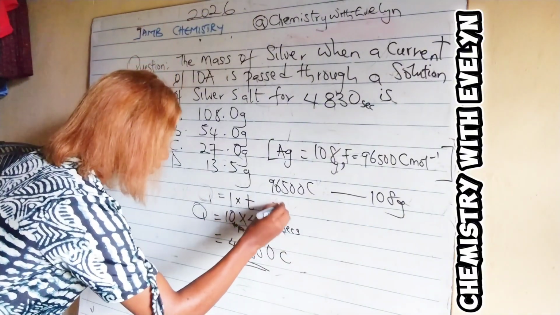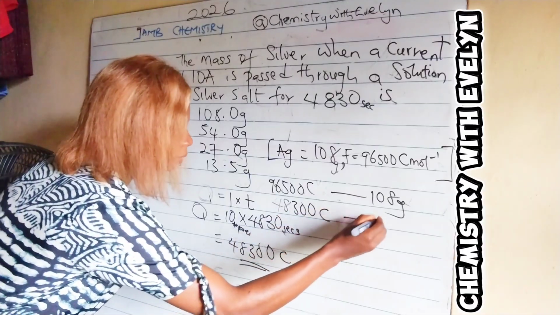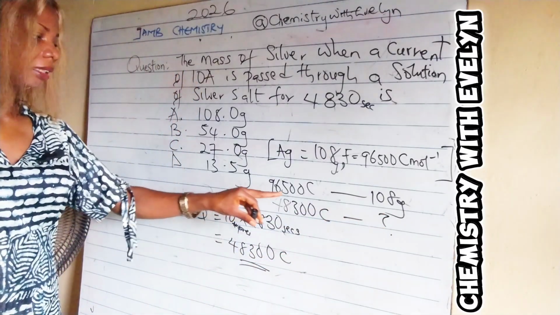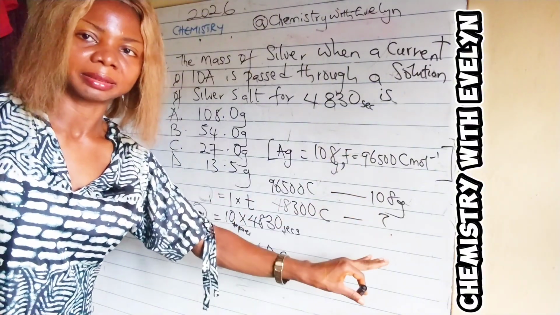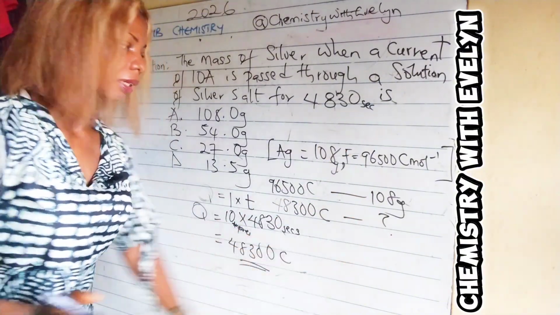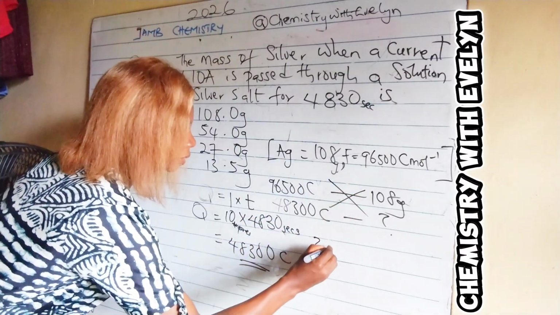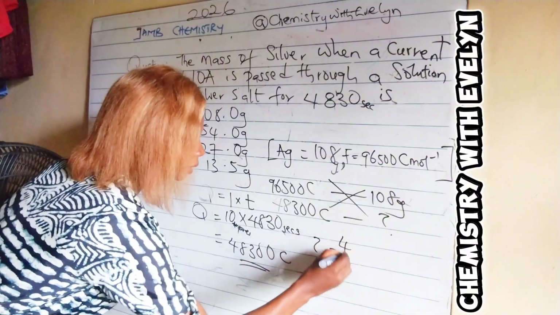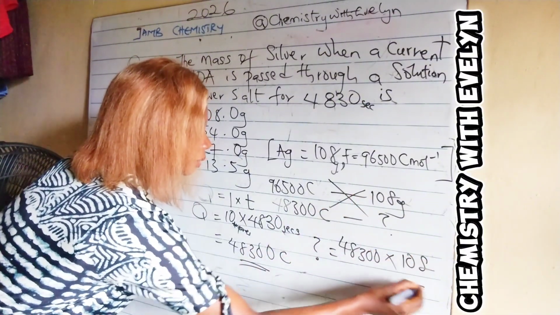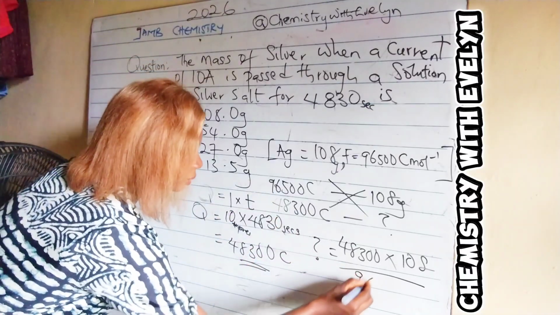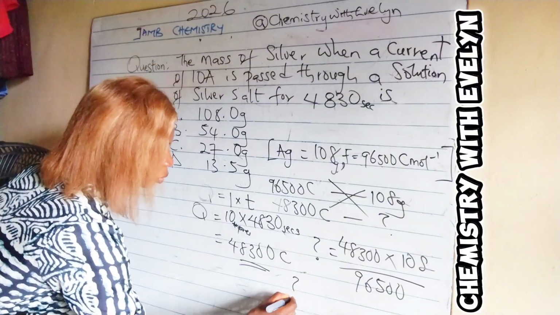In that case, how much mass of silver will 48,300 coulombs deposit? We now do a cross multiply. The mass is equal to 48,300 times 108 divided by 96,500 coulombs.